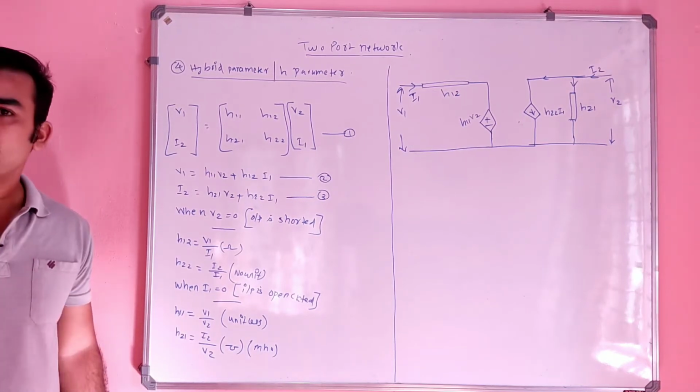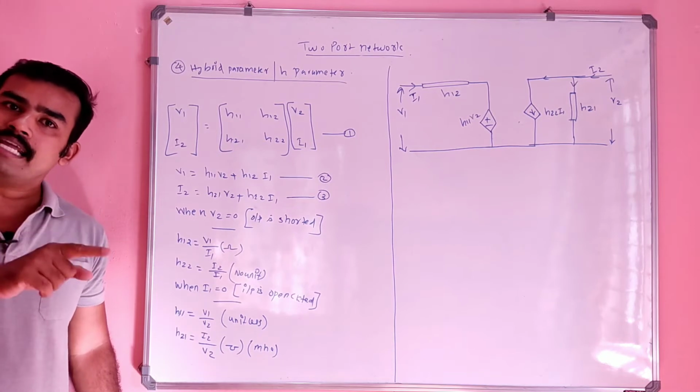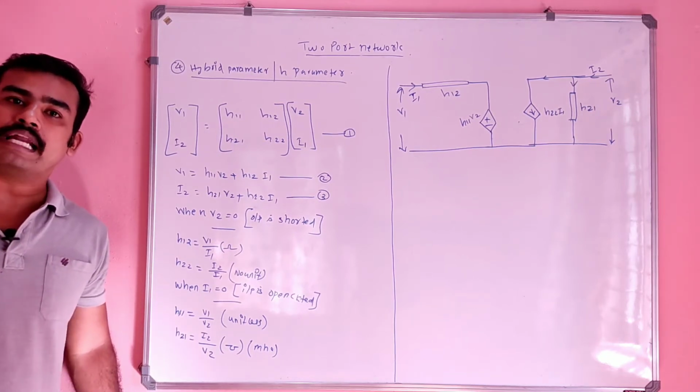Because H11 and H22 are unitless, if you multiply it with the voltage, it will give the voltage source. If you multiply it with the current, it will give the current source.